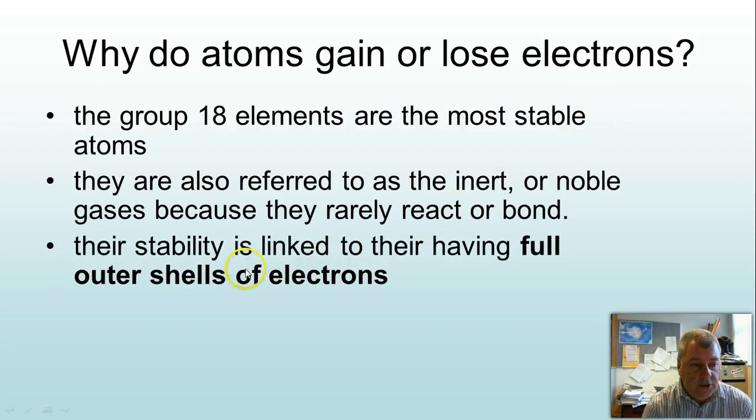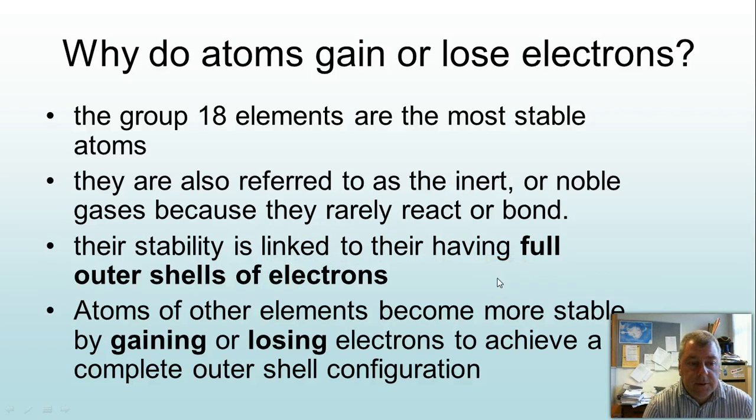And the stability of these noble gases, or the noble inert gases, is due to their full outer shells. Atoms of other elements become more stable when they get a full outer shell. Doesn't mean they change into noble gases, it's just that they become more stable. They can do the charge balancing, and they undergo more chemical reactions by gaining or losing electrons. The whole point of much of chemistry is for atoms to gain or lose electrons to try and get this outer shell configuration.